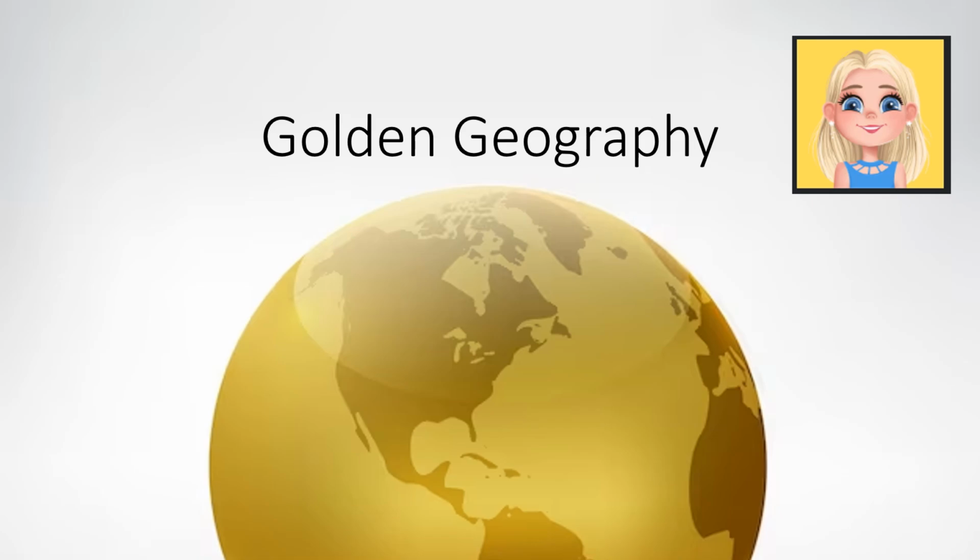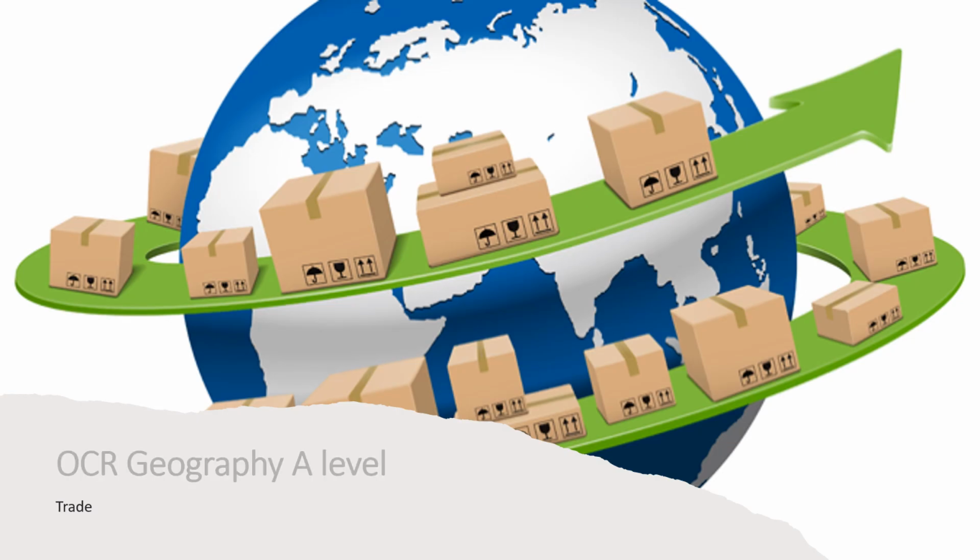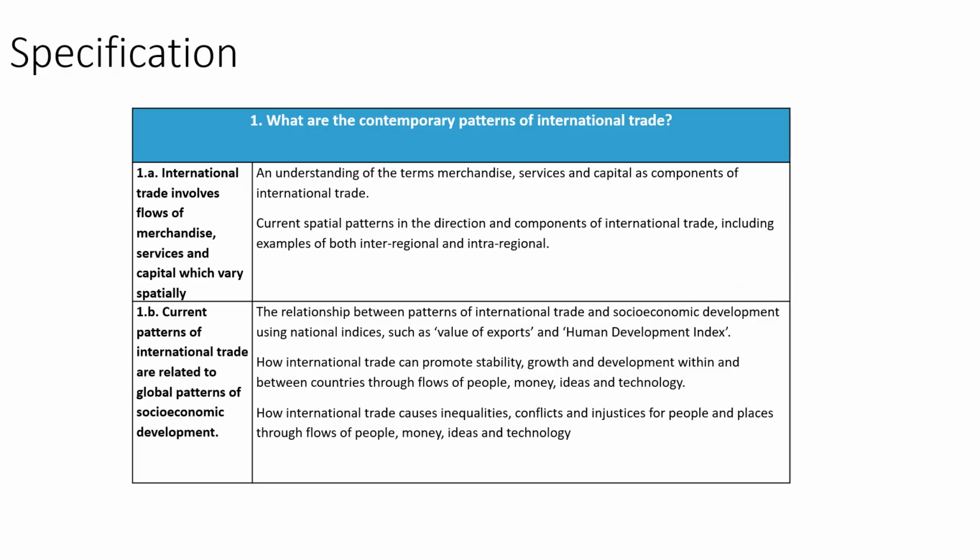Today we're going to be thinking a little bit about trade. Trade is one of the options on the human paper for the OCR Geography A level. We're going to be looking at key question 1, which is what are the contemporary patterns of international trade? And this is divided into two key areas and we will look at both of those.